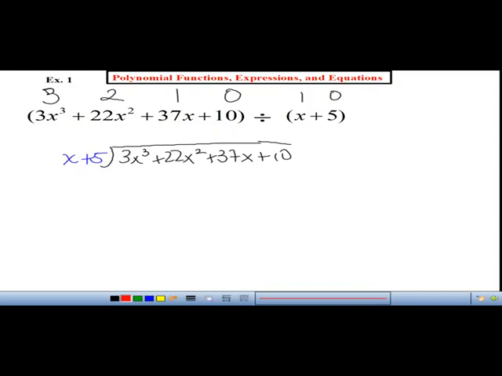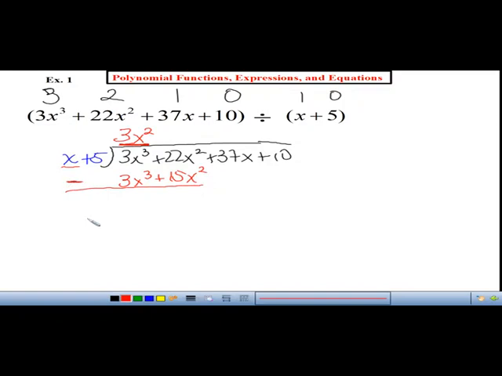Here we go. To divide the dividend by the divisor, I need to start here. What number times x gives me 3x cubed? 3x to the second power. Let's see. What is 3x to the second power times x? 3x cubed. What is 3x squared times 5? That's 15x squared. I'll give you time to copy a little bit.